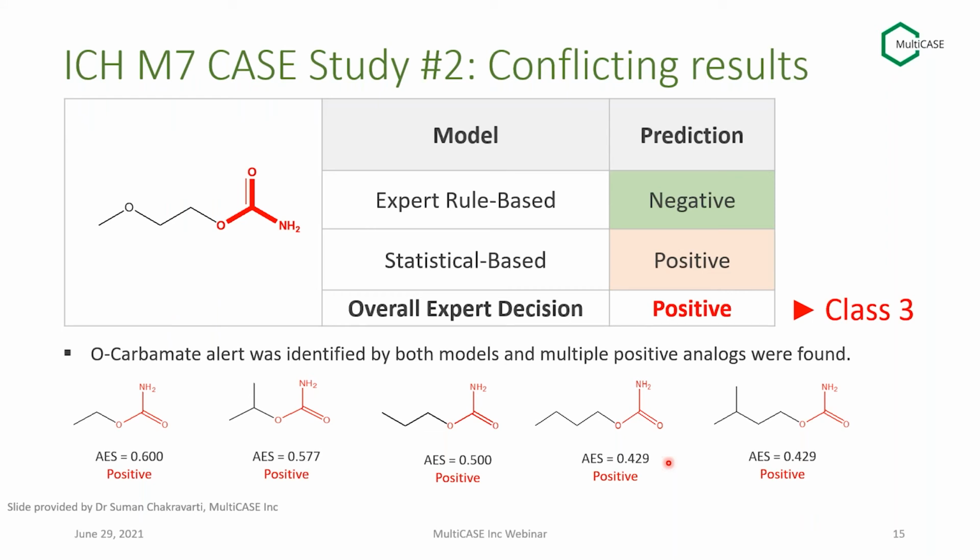If we look into the second example, we have exactly the same situation. Rule-based system says it's negative, statistical-based says it's positive. And since we already know that in these conflicting situations, we actually need to look into the analogs, we generated the analogs, 5 of them. They are more or less within the same range of alert environment similarity, between 0.6 and 0.4. Each one of them is positive. That gives us support for the final conclusion that this particular case resolves towards positive. So it is ICH-M7 class 3. That conclusion would not be possible without generating those analogs, and these analogs are generated normally by the software, and these are part of the report.